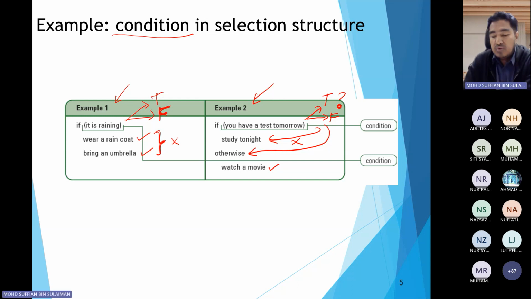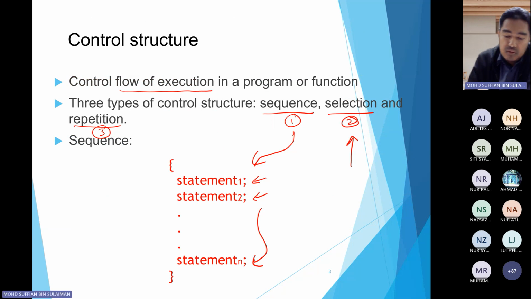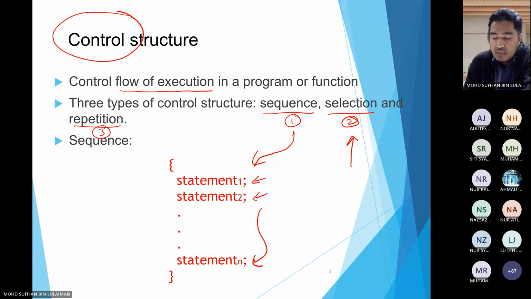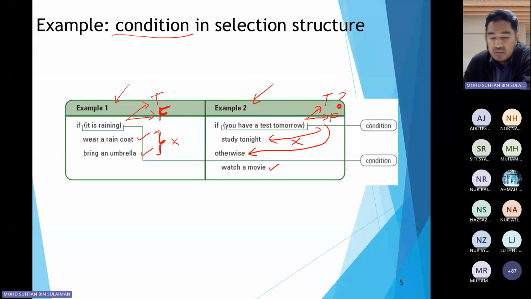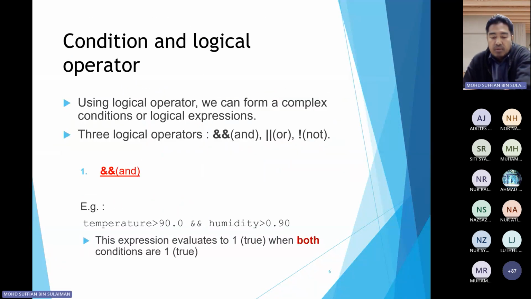So this is the concept of condition. Why do we need to have the condition? Because we want to control. So again, the concept of control. Kita nak kena kawal. So this is the concept of condition. Right, next. So far so good, guys?